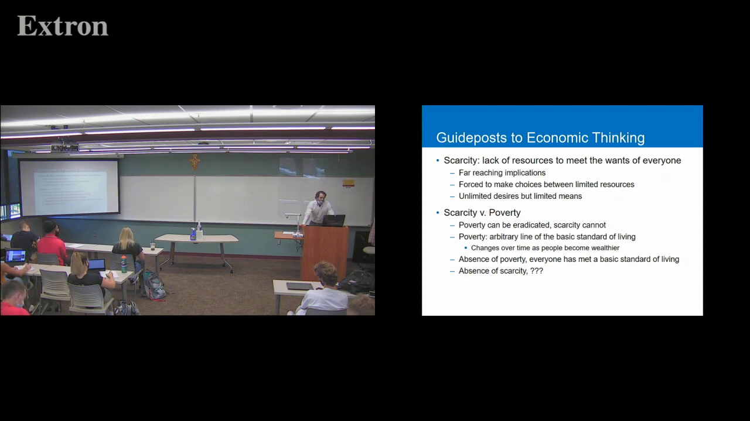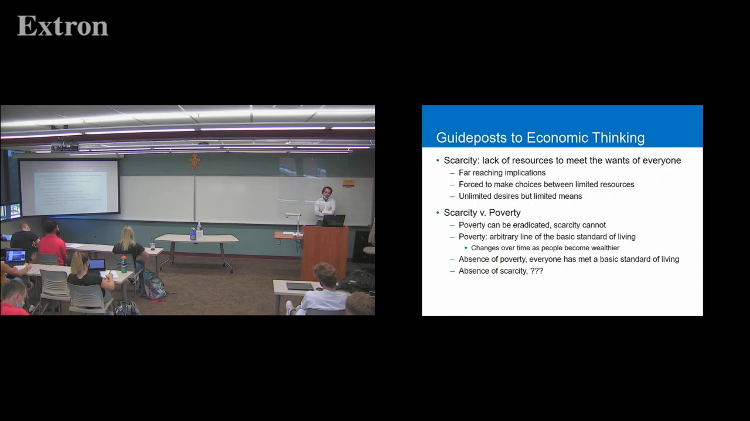Now, there's a difference between scarcity and poverty. These aren't the same thing, even though they seem similar. You can get rid of poverty. Poverty is just an arbitrary line that we say, if you're below this, you don't have enough. Your material well-being isn't high enough. But as long as you're above that, then you're living okay. Scarcity is just the lack of resources to meet everyone's needs.